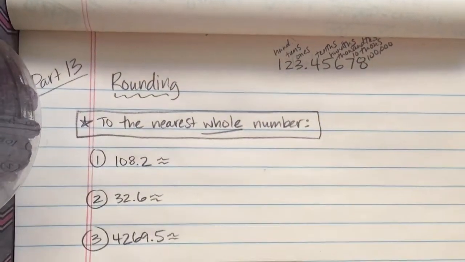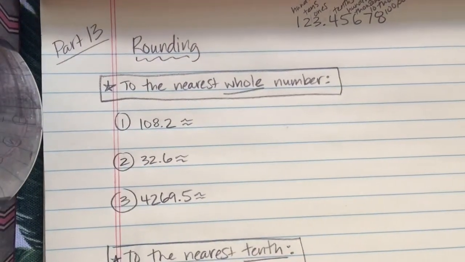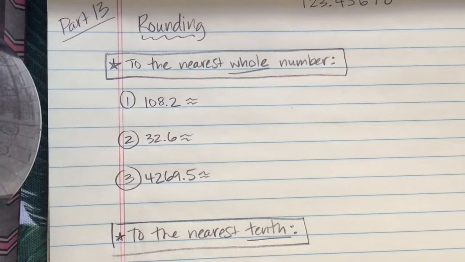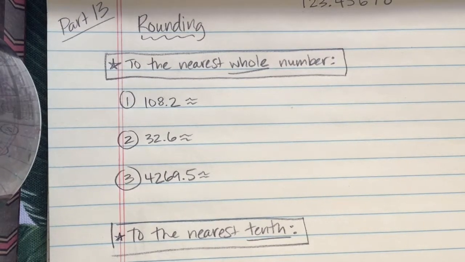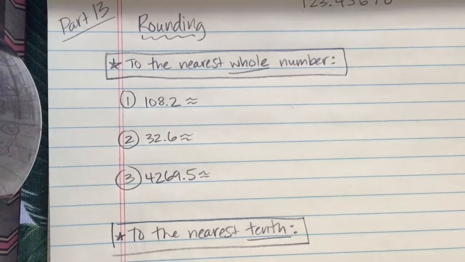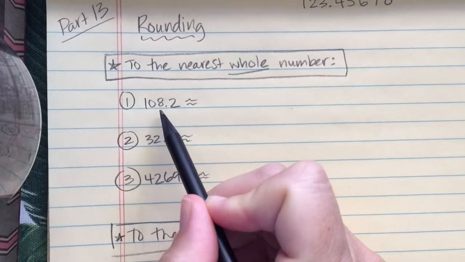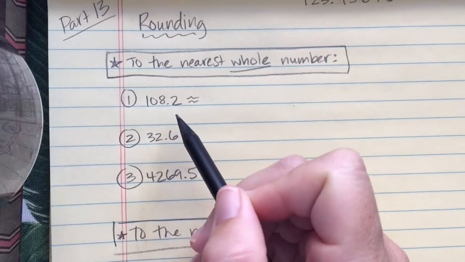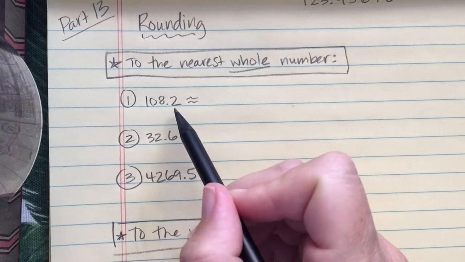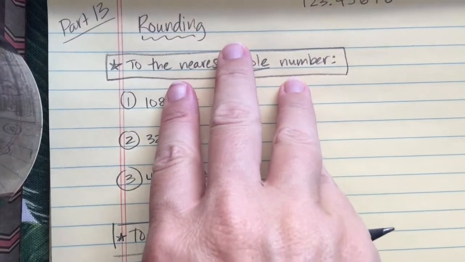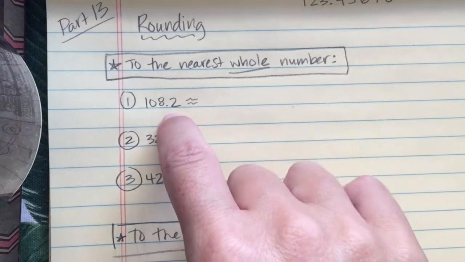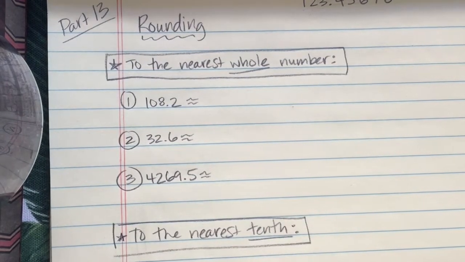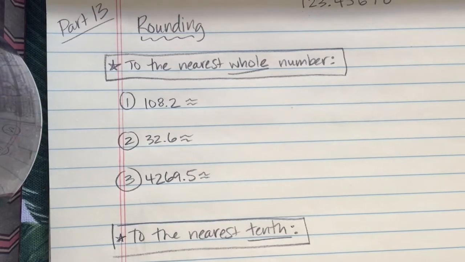Okay, so let's talk about how we round. First of all, let's start with the nearest whole number. So let's say you had borrowed money from a friend and you wanted to pay them back, so you wanted to just kind of round. Rather than give them $108.20, they were cool with you rounding to the nearest whole number. So my whole number in this case is 108. So let's get rid of that 20 cents. Would I go up to $109 to round, or would I just stay at 108?